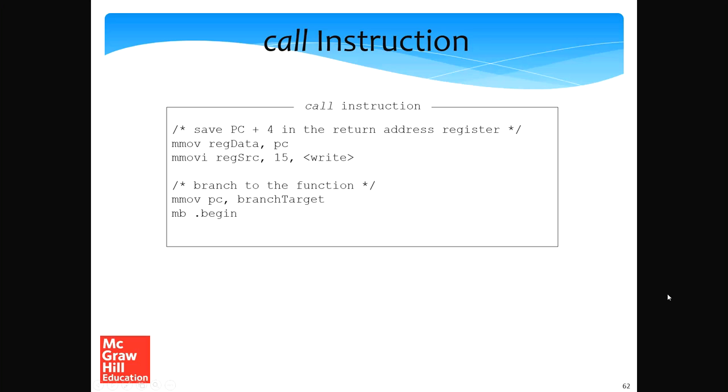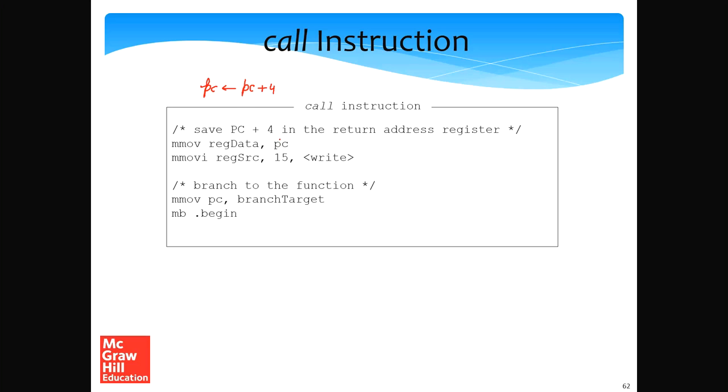Let us now take a look at the call instruction. The call instruction is very similar to the branch instruction. It's just that a little bit more work needs to be done. We need to save the value of the PC after the call instruction, the next PC, into the return address register. Recall that in the third statement of the preamble, we had already incremented the PC by 4. So we had set the current PC equal to the old PC plus 4.